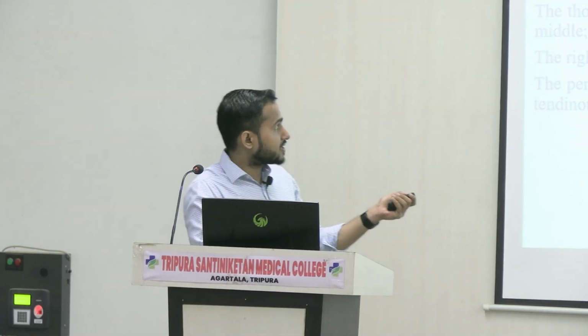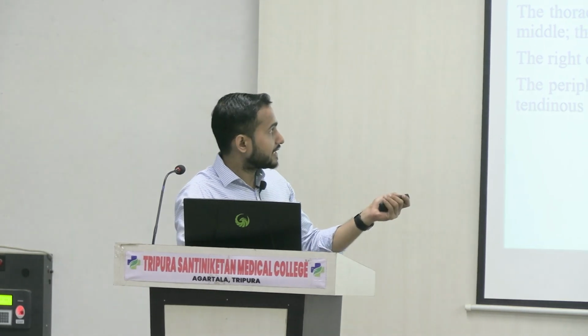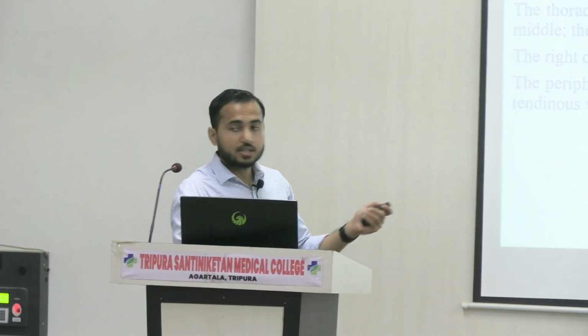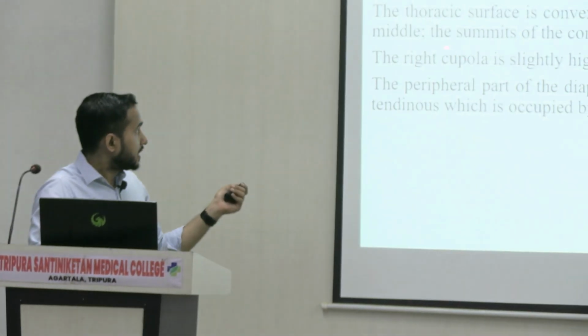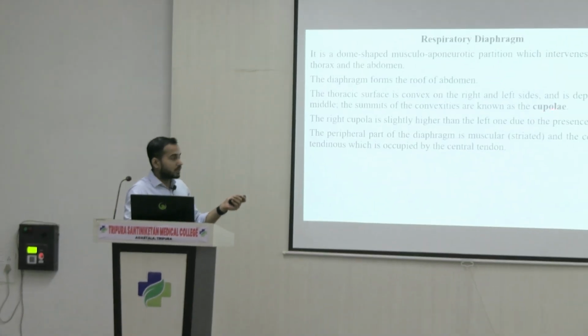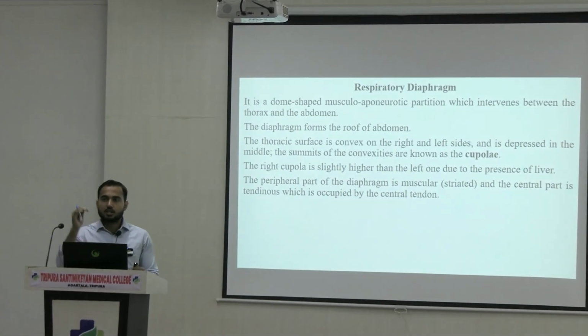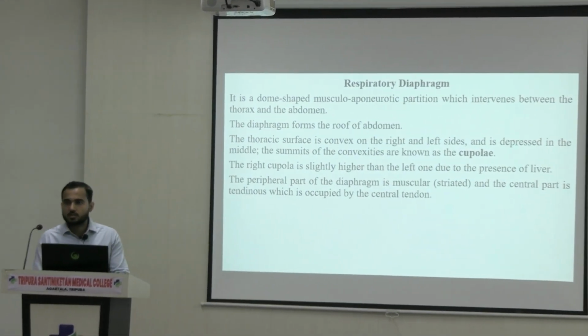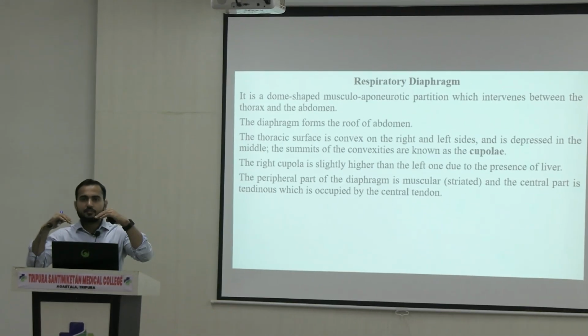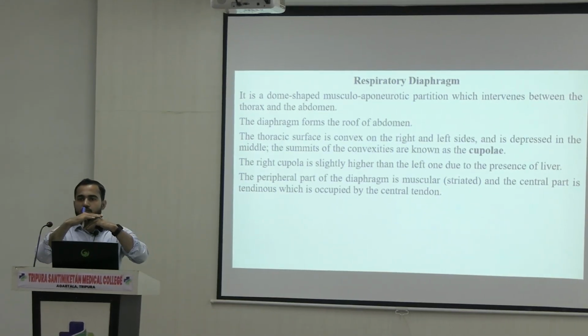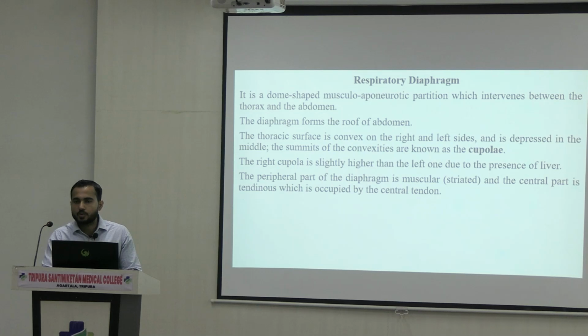The thoracic surface of the diaphragm, right and left side, and the central part is depressed. The summits of the convexities are called cupolae, that means the highest point of the convexity. Right convexity is there, left convexity is there. So the highest point of the convexities are called cupolae.